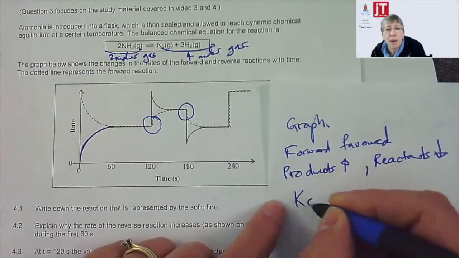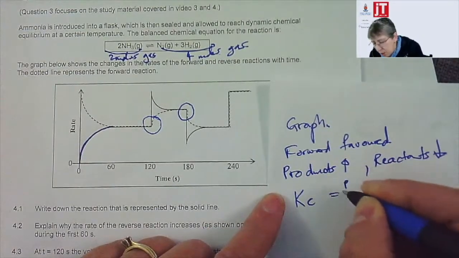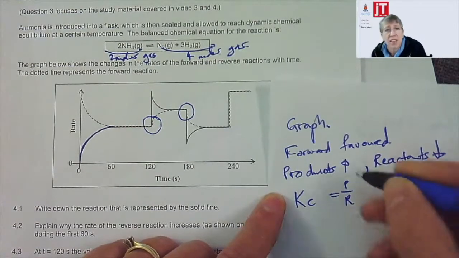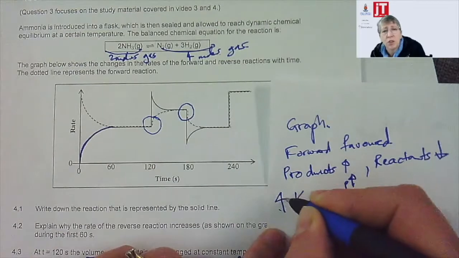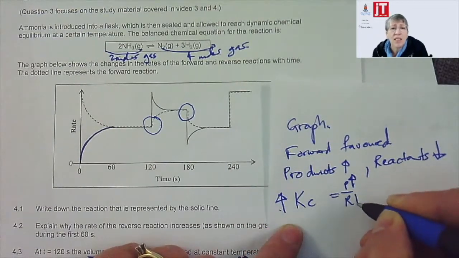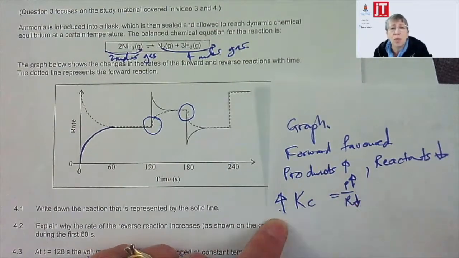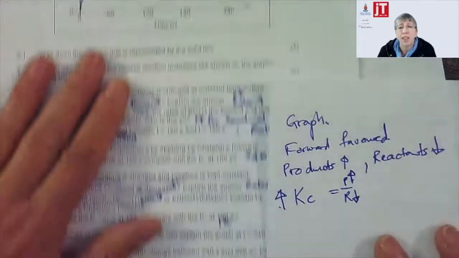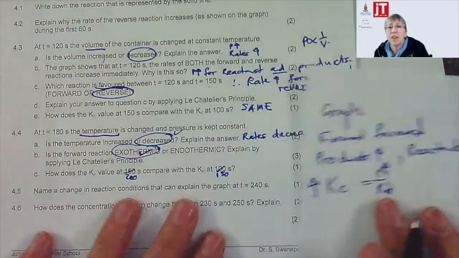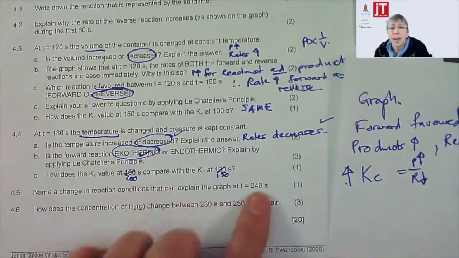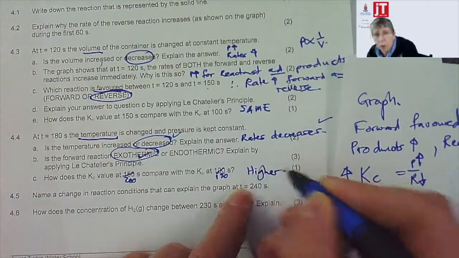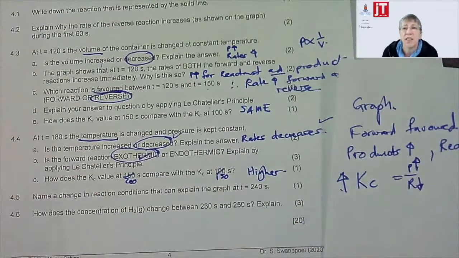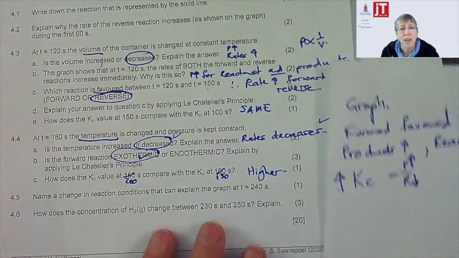Right, so my product is more and my reactants is less. And what do we know about Kc? Kc is my products divided by my reactants. Now, an increase in products would already have caused my Kc to increase, but we also have a decrease in reactants. That will also make my Kc value increase. Right, so the Kc value, how does the value compare? It will definitely be higher. Right, it will be higher at 200 than at 150.